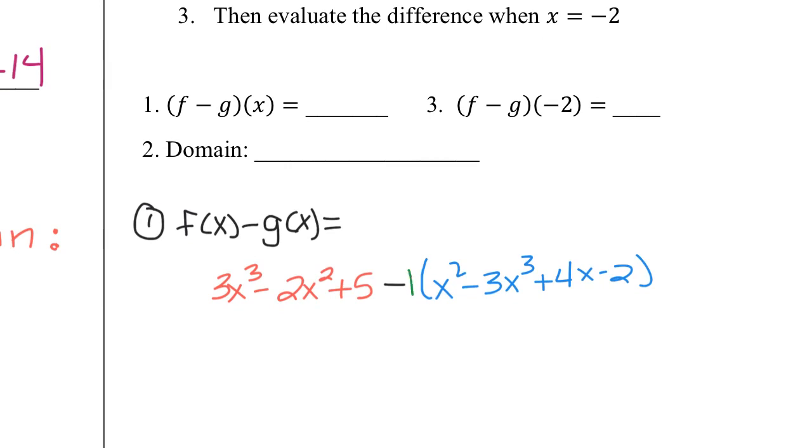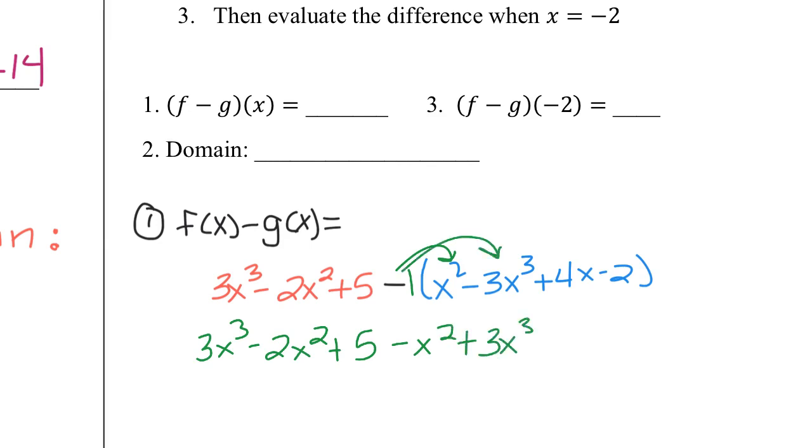So I'm going to distribute this minus 1. So this becomes 3x to the third minus 2x squared plus 5 minus x squared, distribute to the second term, plus 3x to the third, distribute again, minus 4x, distribute one last time, plus 2. So now combine like terms.